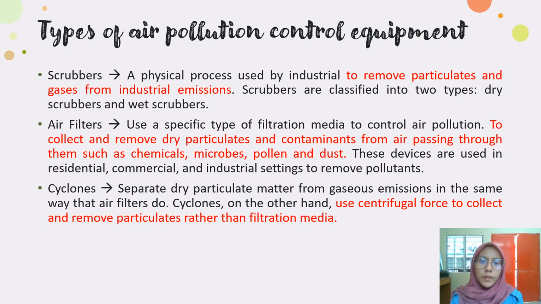Scrubbers are classified into two types, which are dry and wet scrubbers. Next are air filters. They use a specific type of filtration media to control air pollution, to collect and remove dry particulates and contaminants from air passing through them, such as chemicals, microbes, and dust. These devices are used in residential, commercial, and industrial settings to remove pollutants. Next are cyclones. They separate dry particulate matter from gaseous emissions in the same way that air filters do, but cyclones use centrifugal force to collect and remove particulates rather than filtration media.